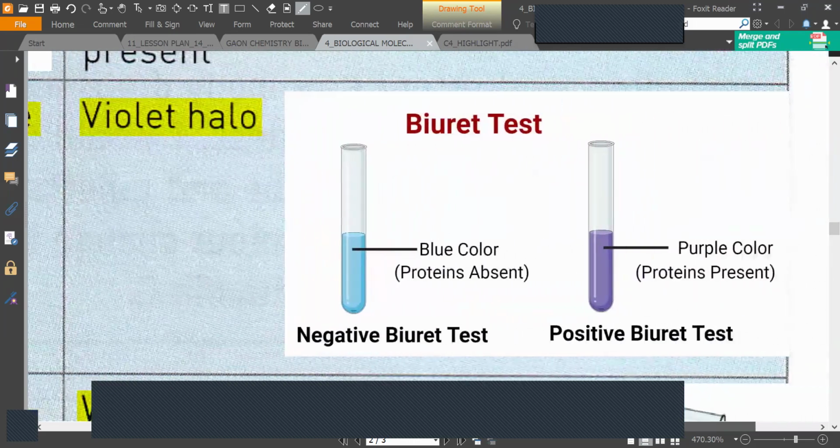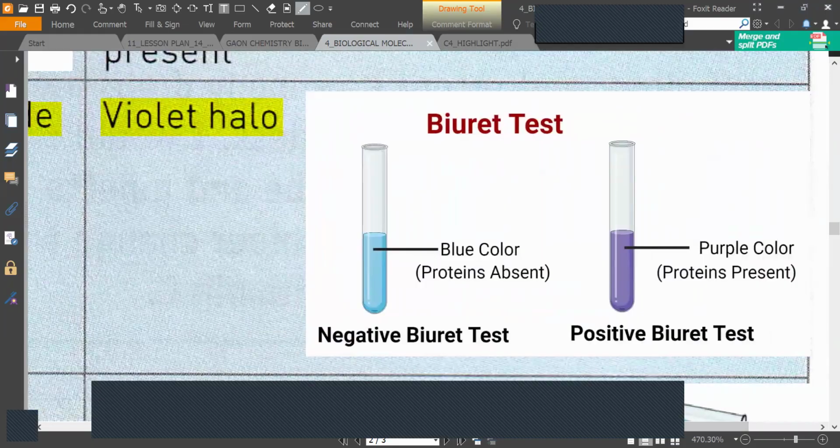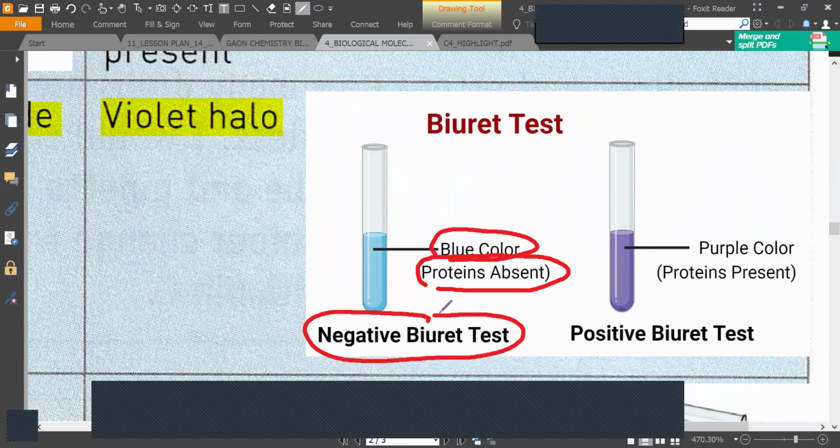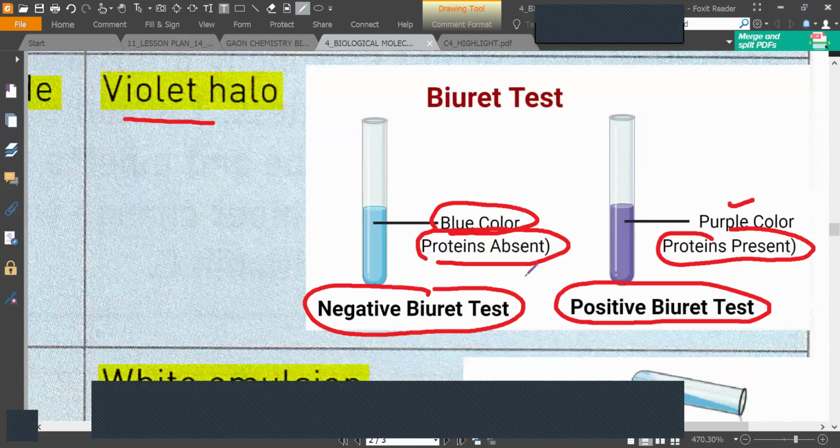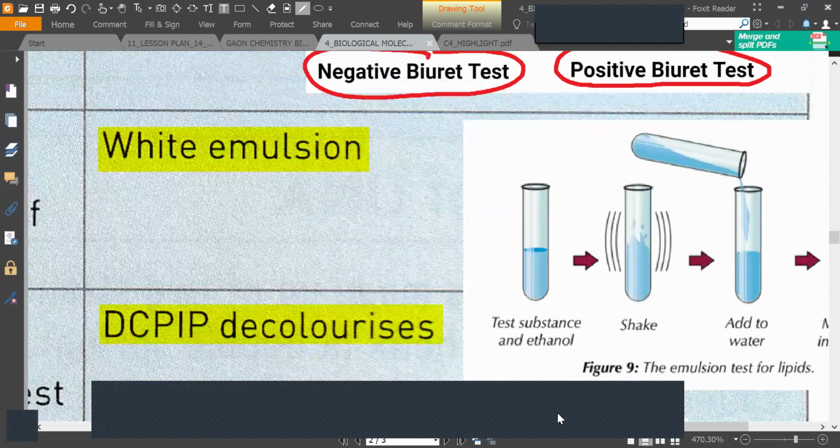Okay, what we expect. If we have no protein, it just remains as blue color. That is a negative Biuret test. If protein is present, it will turn to purple color or purple halo. So this is what we call a positive Biuret test. Okay, next.